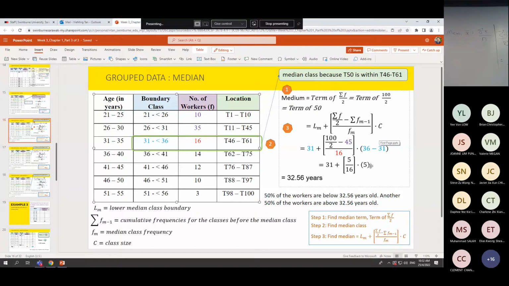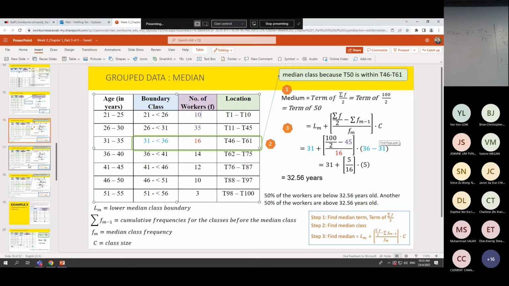So simplify this expression. Your answer should be between 31 and 36. That is the way you check your answer. Your answer for this question should be between 31 and 36. Okay, so the answer is 32.56. So what is the meaning? That means 50% of the factory workers are below 32.56 years old, and another 50% of them are more than 32.56 years old. So that is the meaning of median. So far so good?